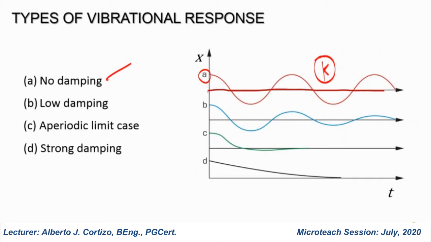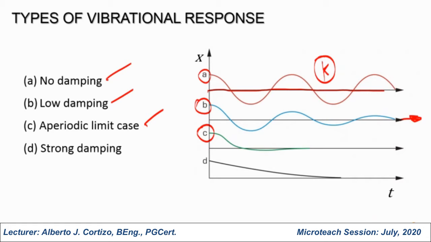In B, we have a low damping case, so we have both parameters C and K acting, but the damping is not big enough to produce a strong effect over the system. It's going to stop at some point, but in this case we cannot identify that on this graph. But in C, we have this case here, in which the damping factor is strong, and we can see that the system will stop moving in a short time.